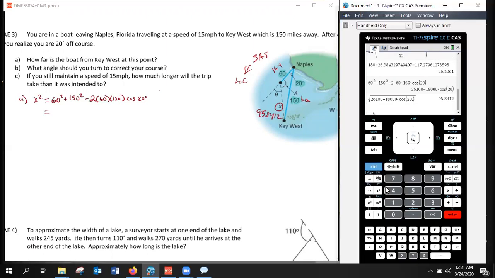All right, let me write that down here: 95.8412 miles. All right, part B. Part B asks us, what angle should you turn to correct your course?